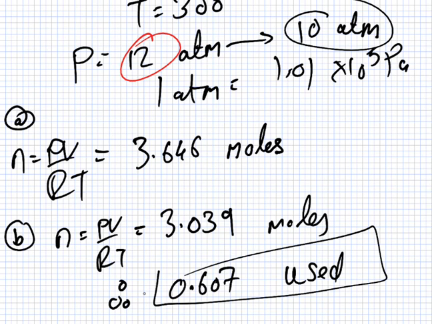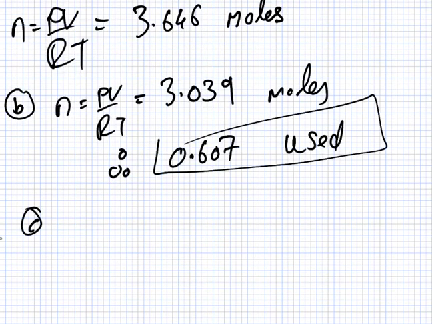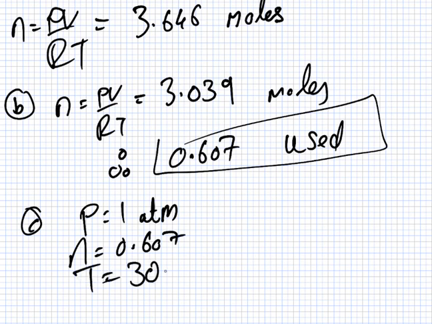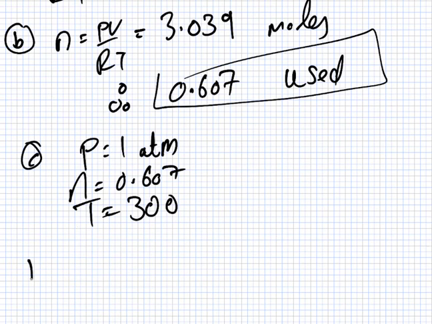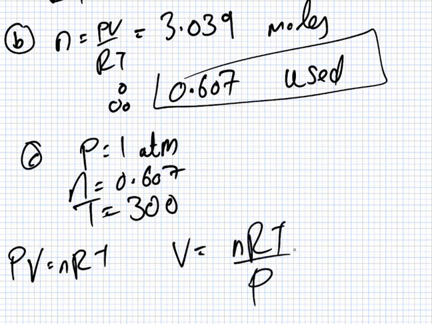Yeah. Alright. Part C: what was the volume of the gas used at 1 atmosphere pressure, assuming the temperature remains the same? So what you picture, guys, look up, is this gas leaves the tank. How many moles left the tank? 0.607. But then what happens when it enters the room? Its pressure changes to 1 atmosphere. So we have P is 1 atmosphere, n is 0.607. The temperature is still room temperature, and we want the V. So PV is nRT, so V is nRT over P.